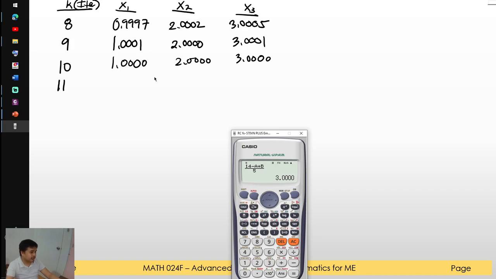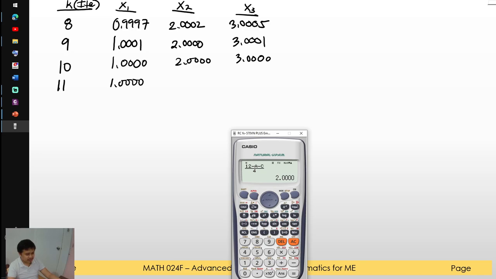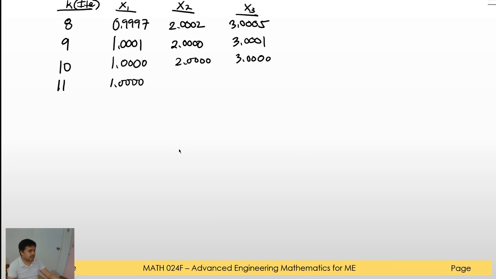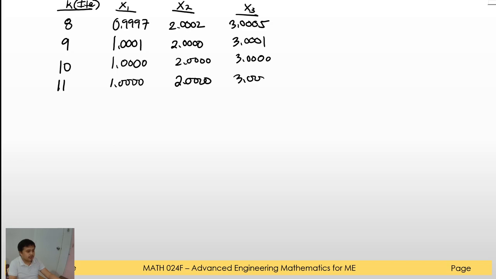So let's calculate this. So for X sub 1, the input of X2 is 2. The input for C is 3. So it is still 1. Okay, and then for X sub 2, so input the value of A and C, so 1 and 3. So it is still 2. And then for 3, so calculate, so 1 and 2, so this will still be 3. So as you can see, if there is no change here, then it is correct up to 4 decimal places. Therefore, the solution for x1, x2, and x3 is equal to 1, 2, and 3.